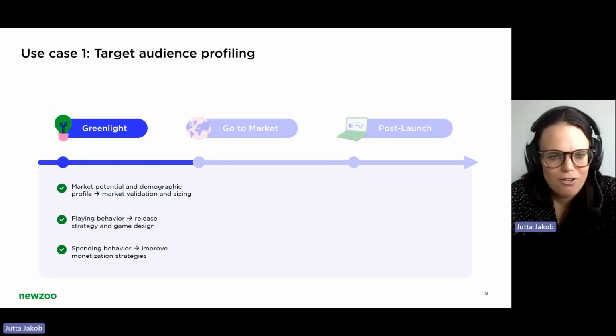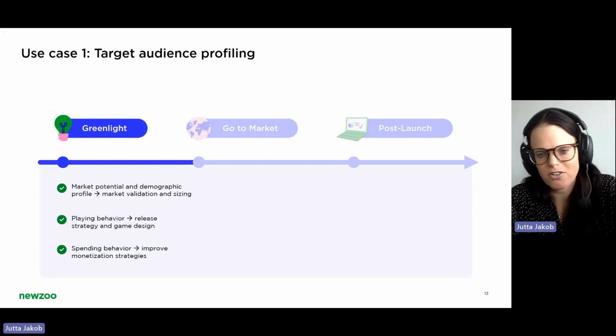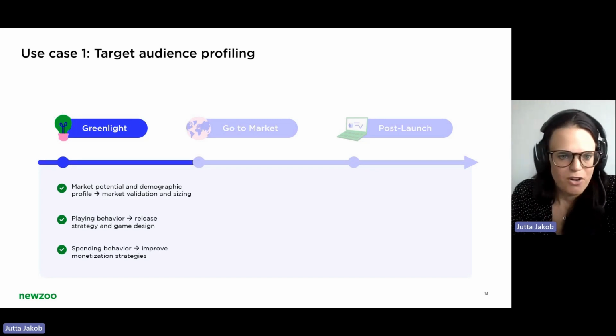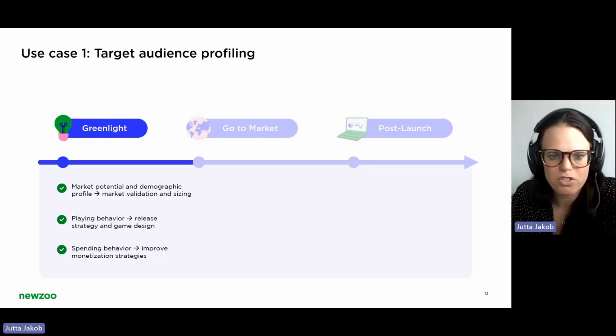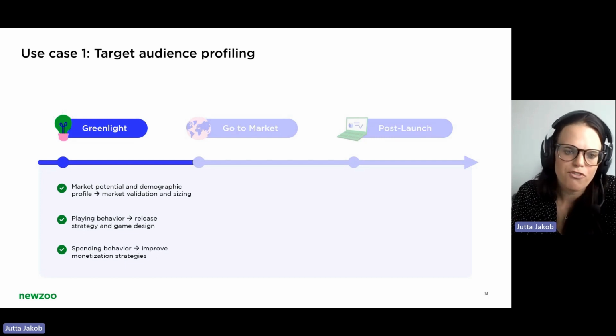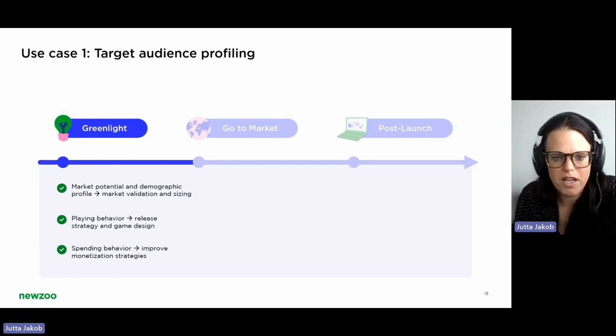So that concludes our first use case, where we use target audience analysis to assist in forming Heroes of Newzoo's business case for greenlighting. What have we learned? So we've learned more about the relative share of our core target audience and the demographic profile. This will really help us to prioritize and allocate resources effectively based on the size and potential of the target audience. We've also learned more about their playing behavior.